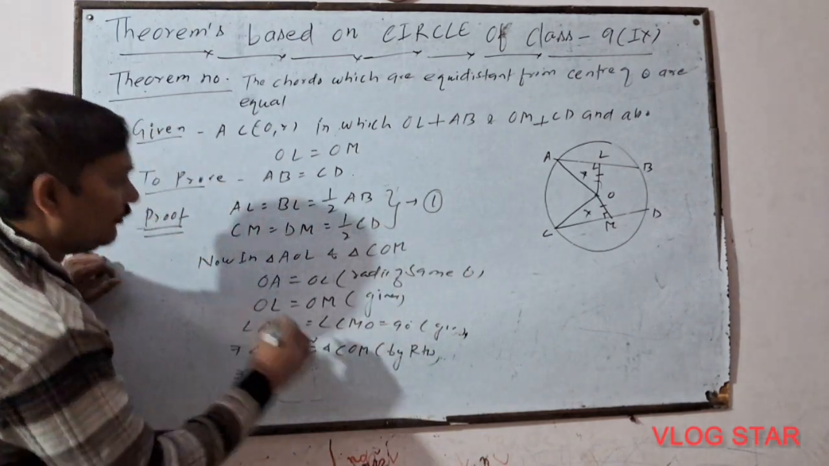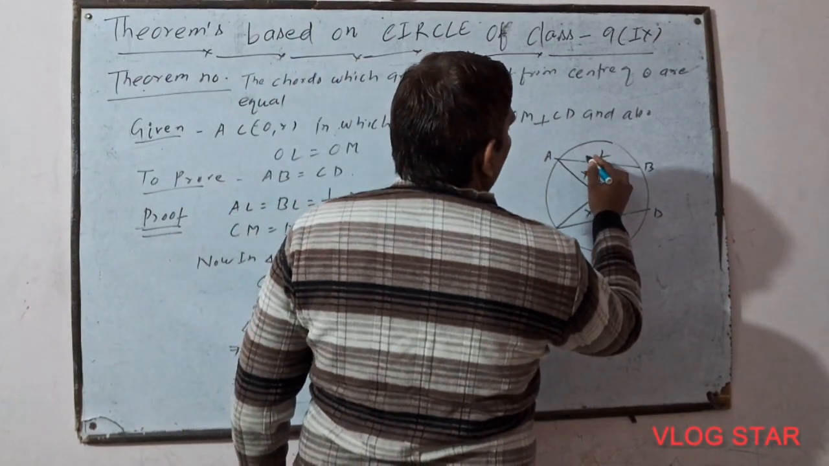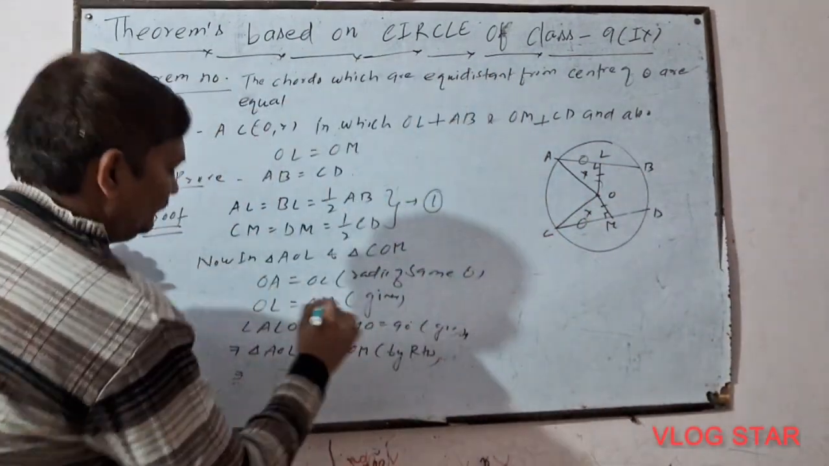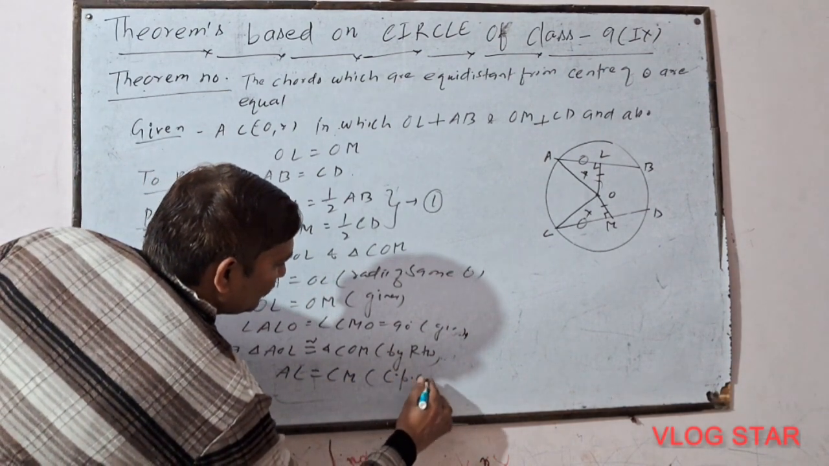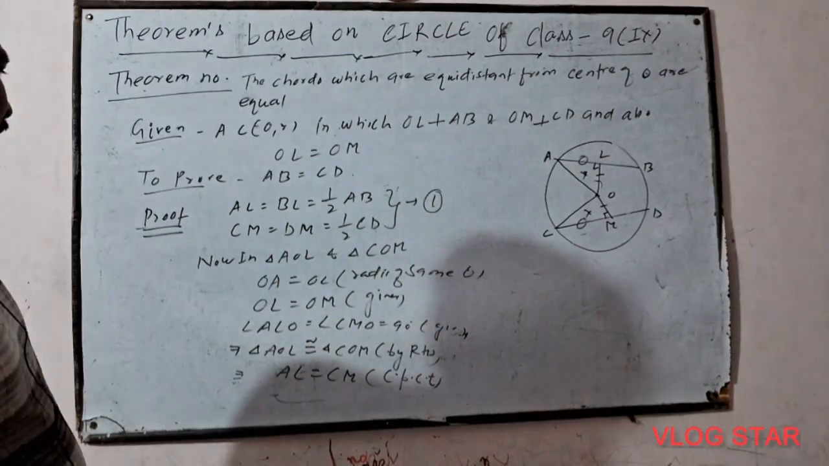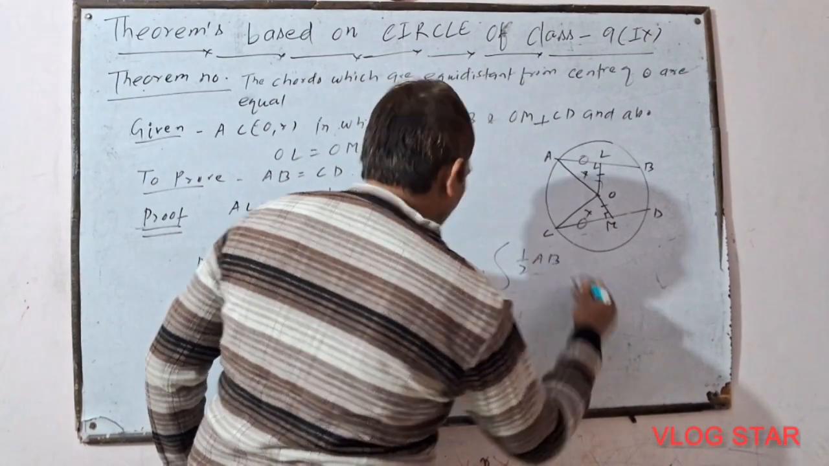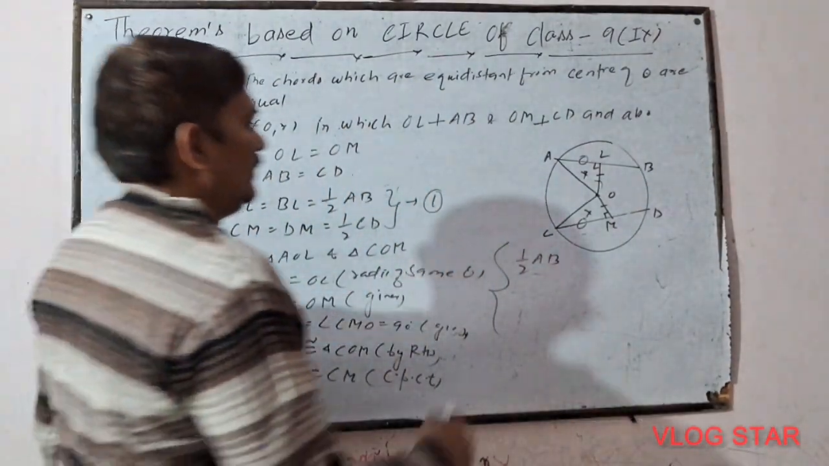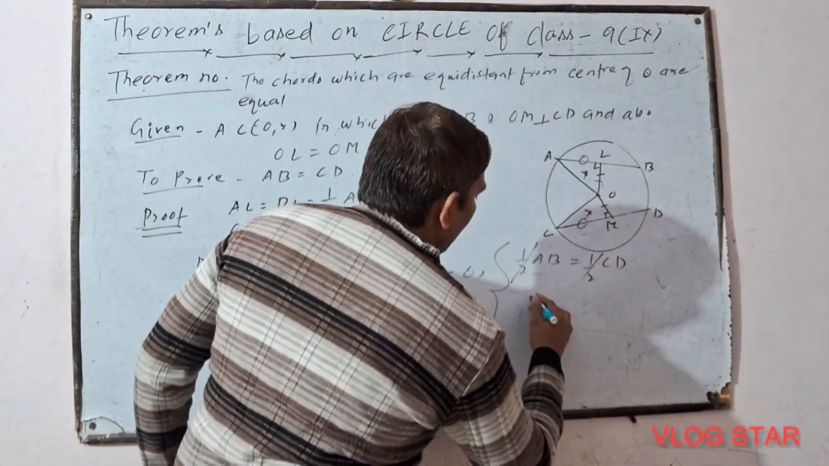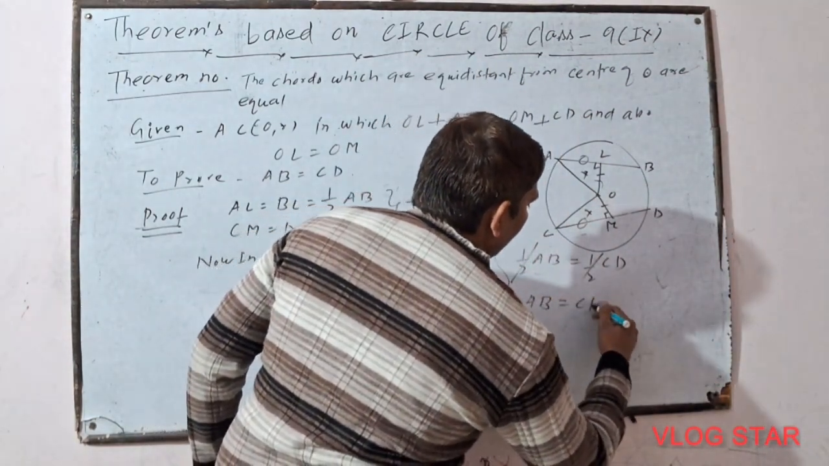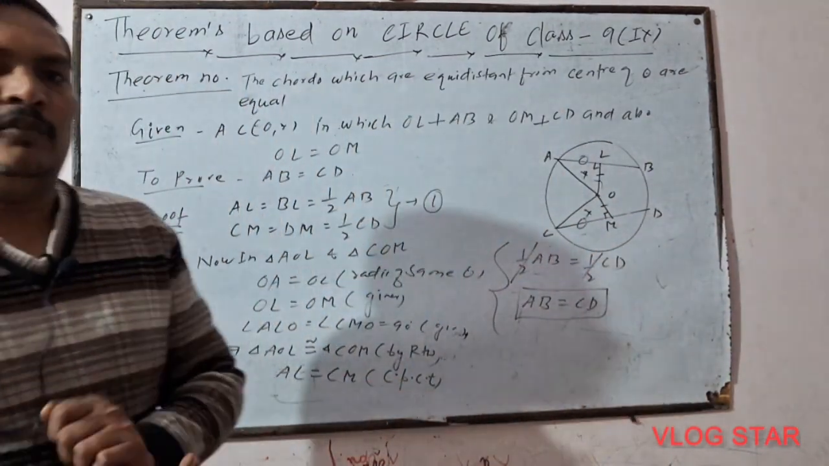When two triangles are congruent, then their corresponding sides and corresponding angles are equal. This implies that AL equals CM. Reason? CPCT. Now in place of AL we can write half of AB. In place of CM we can write half of CD. Now half and half will get cancelled. Now AB equals CD. Now it is proved. I hope you have understood.